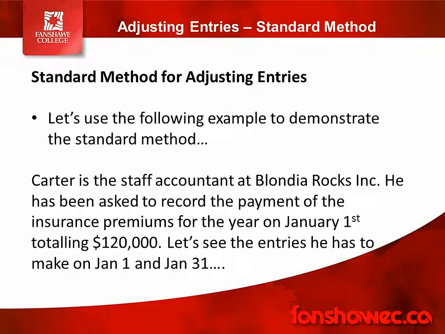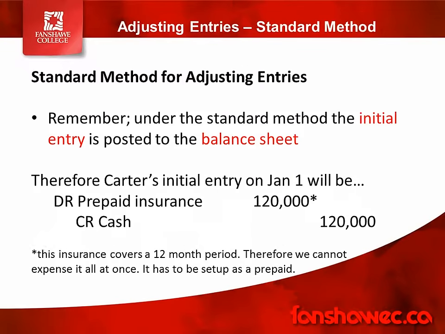Let's use the following example to demonstrate it. Carter is the staff accountant at Blondia Rocks Inc. He's been asked to record the payment of the insurance premiums for the year on January 1st, and they total 120 grand. Let's take a look at the entries he has to make on January 1st and January 31st. We're prepaying $120,000 for the entire year. That covers our full year, so 12 months, $120,000 divided by 12 months means that we're only using up $10,000 per month in insurance expense. Under the standard method, the initial entry is always going to go to the balance sheet first, and then we will adjust to the income statement.